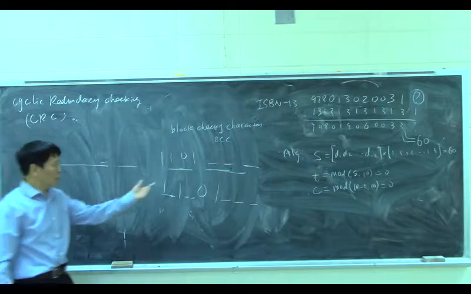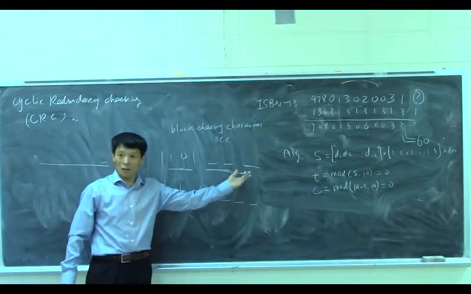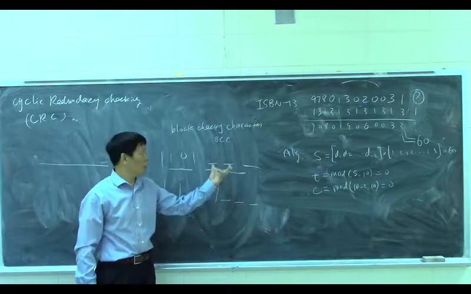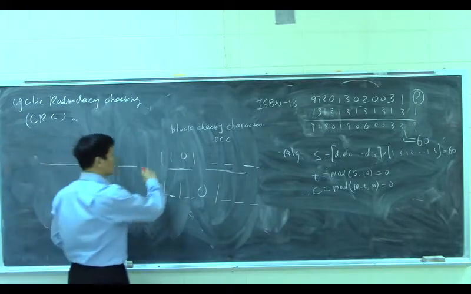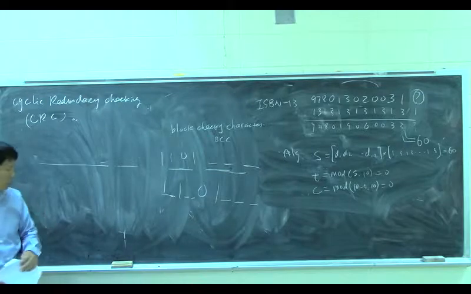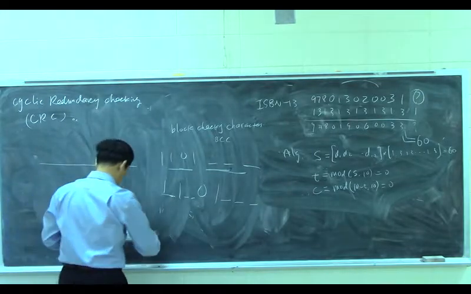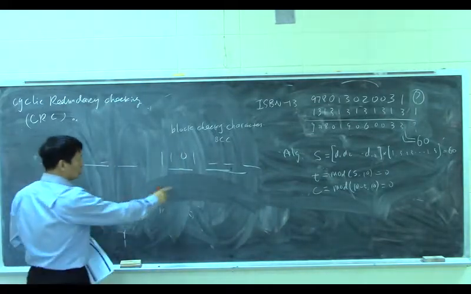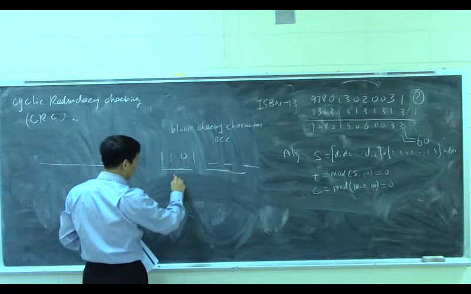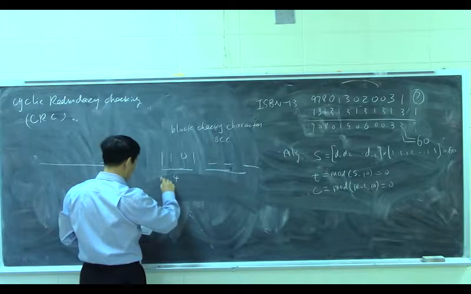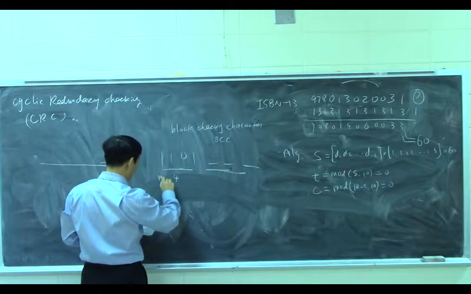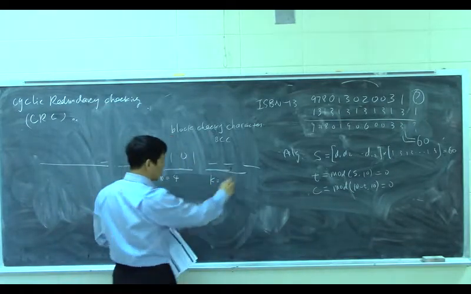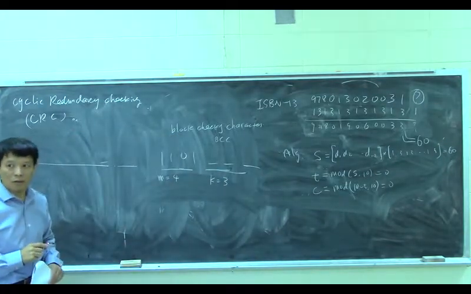But in this class, we only discuss the simple case. Suppose it is here, at the very end. So the first part is the message. The second part is the block checking character. And these two added together are called the code. In this example, the number of data is 4, we call this m equals 4. And the number of checking bits in this example equals 3. We call k equals 3.